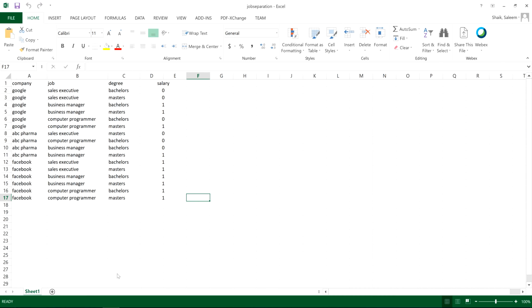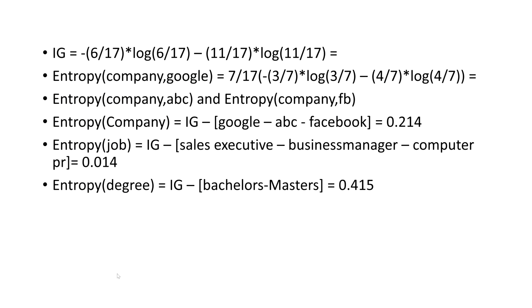So zeros are positives and ones are negatives. So let's count for the Google company the number of zeros. Total are 3 out of 7. So minus 3 by 7 into log 3 by 7. So out of 7, if 3 are deducted, then 4 are ones. So 4 by 7 into log 4 by 7. You are going to get one value.